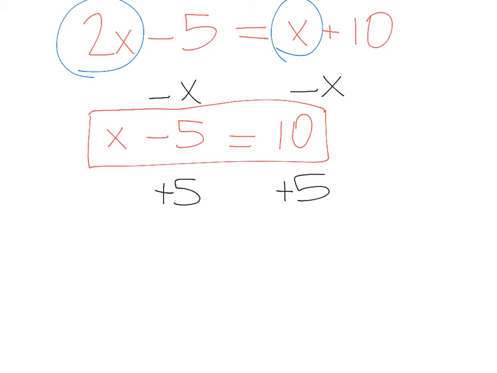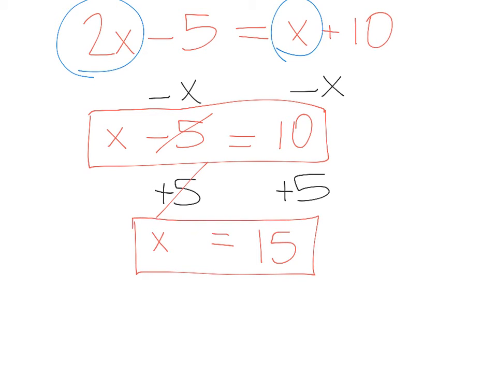So, x take away 5 plus 5. Take away 5 plus 5 is nothing, so I'm just left with x. Aha! I have just x. I'm nearly home free. And 10 plus 5 is 15. So now I think that x equals 15, but I want to just check my work.